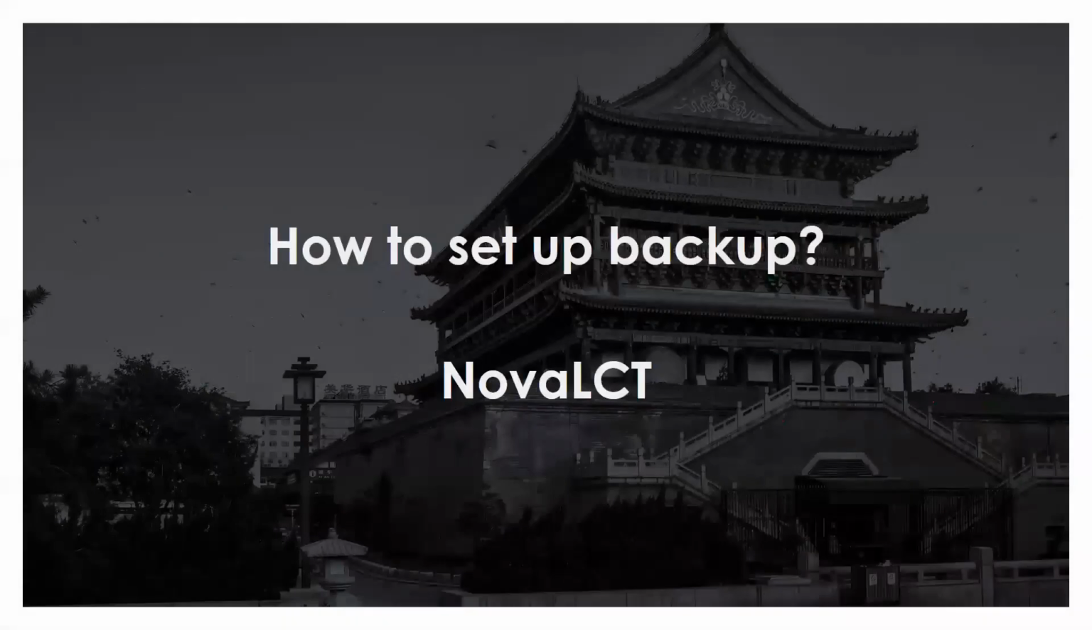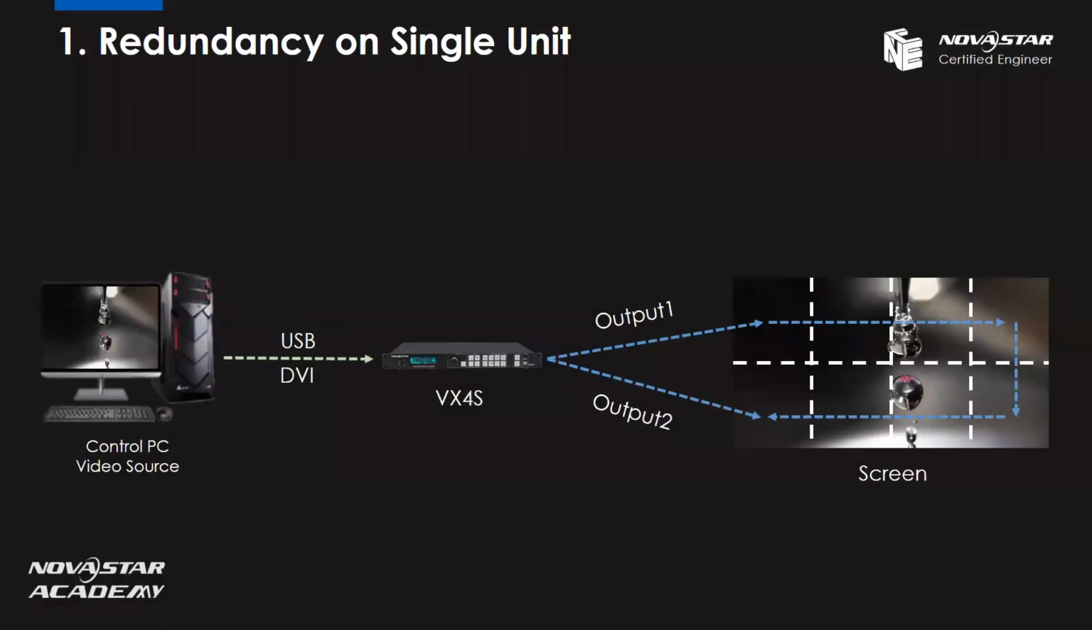Let's see how to set up the backup in NovaLCT. There are several ways to make the redundancy configuration. The first way is redundancy on a single unit, which is for small screens. In this chart, this is a control PC and also the video source. It provides the USB cable to the VX4S and also the DVI signal to the VX4S. I think some of you may be quite familiar with this controller as well. It's an all-in-one controller.